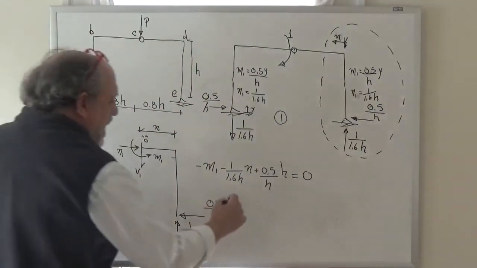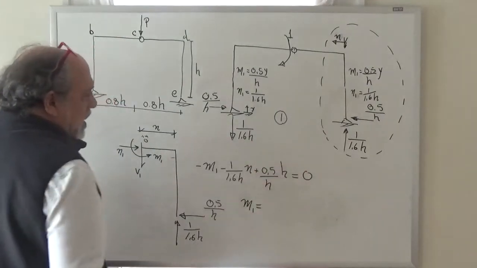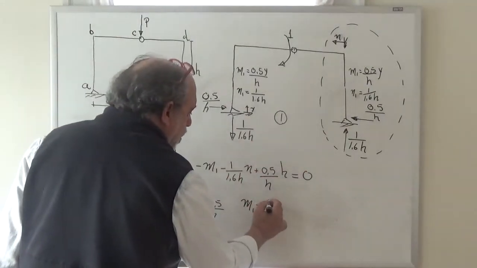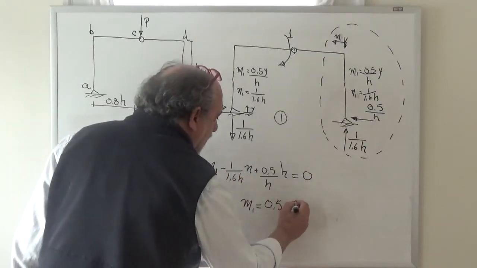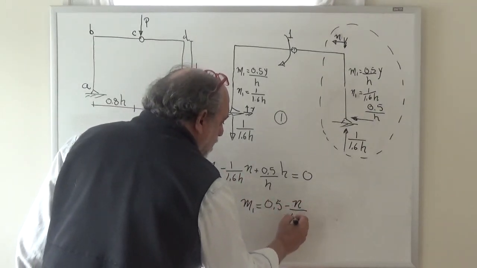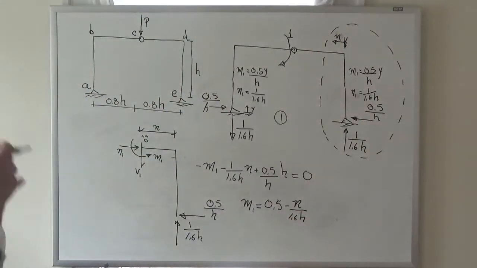And that tells us that M1, the moment, passing it to that side, is equal to 0.5 minus n divided by 1.6h. And so that is our moment.